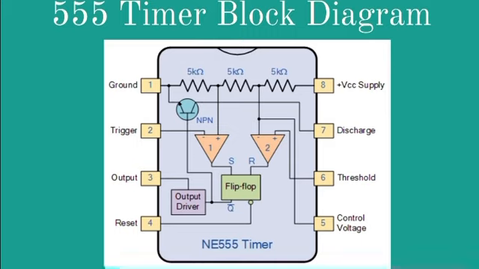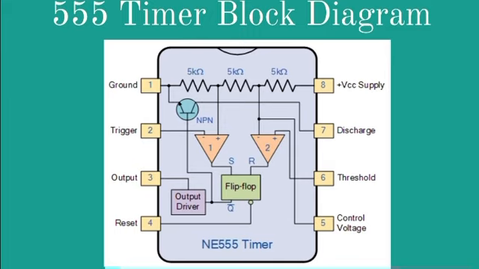Okay, so next we have pin number 4, that is the reset terminal. Here what happens is whenever the timer is to be reset or disabled, a negative pulse is applied to pin 4, and thus it is named the reset terminal. Okay, so here the output is reset irrespective of the input condition.